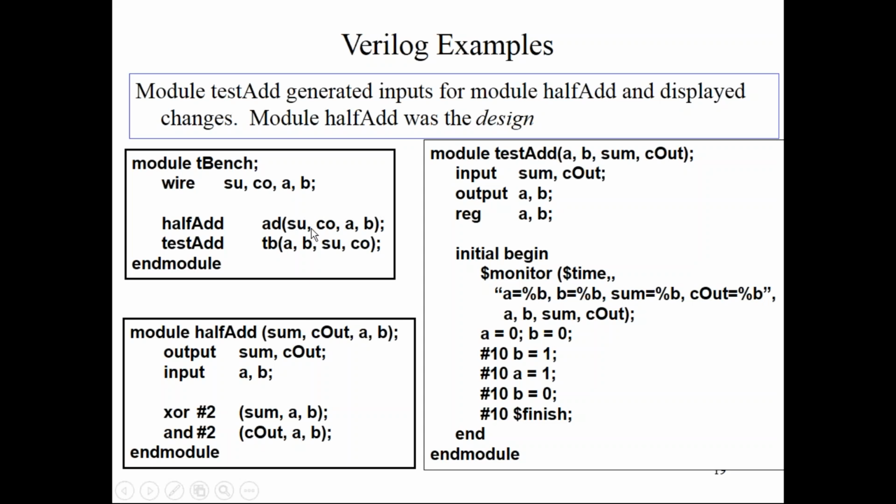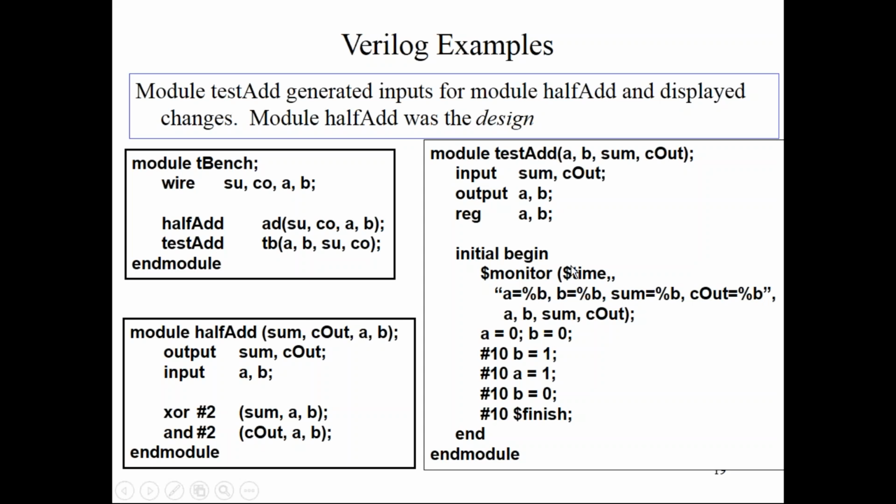So A and B must be first, and next the outputs will come, that is sum and carry, or else the synthesis tool or simulator tool will show an error. Okay. So half adder AD of sum, carry, and A and B. So the sum and carry are two different variables, not the same as sum and C out. And test add is your TB, that means test bench, with A, B, sum, and CO, that means carry out, in the module.